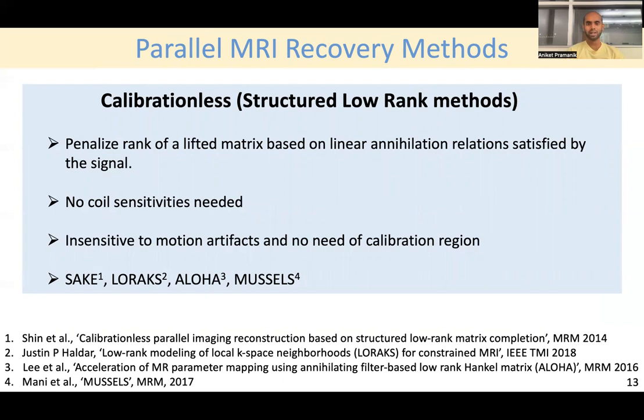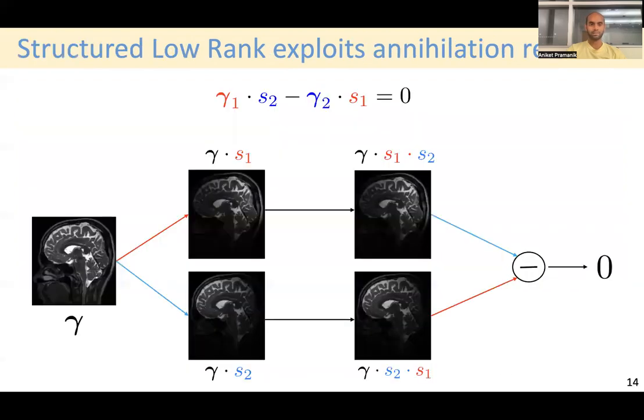On the other hand, calibration-less methods are structured low-rank methods, which do not rely on coil sensitivity information, and rather they construct a low-rank matrix and penalize its rank based on some linear annihilation relations followed by the signal. And these methods are relatively insensitive to motion artifacts and do not require a fully sampled calibration region in the center, and hence can achieve higher acceleration factors.